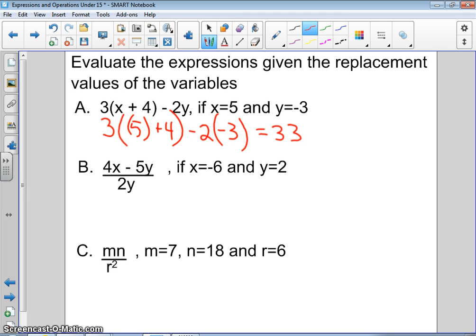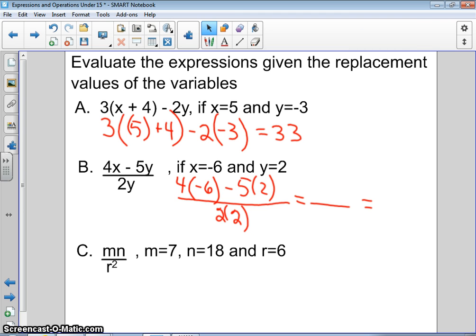So on the top, you're going to have 4, and in parentheses, we're going to replace x by negative 6, minus 5, and then in parentheses, we're going to replace the y by the 2. On the bottom of the fraction, we're going to have 2, and then in parentheses, we're going to replace the y by the 2. So you're going to work out everything on the top and get an answer. You're going to work out everything on the bottom and get an answer. And then you're going to divide them. So go ahead and take a moment to make sure that you can do this one.